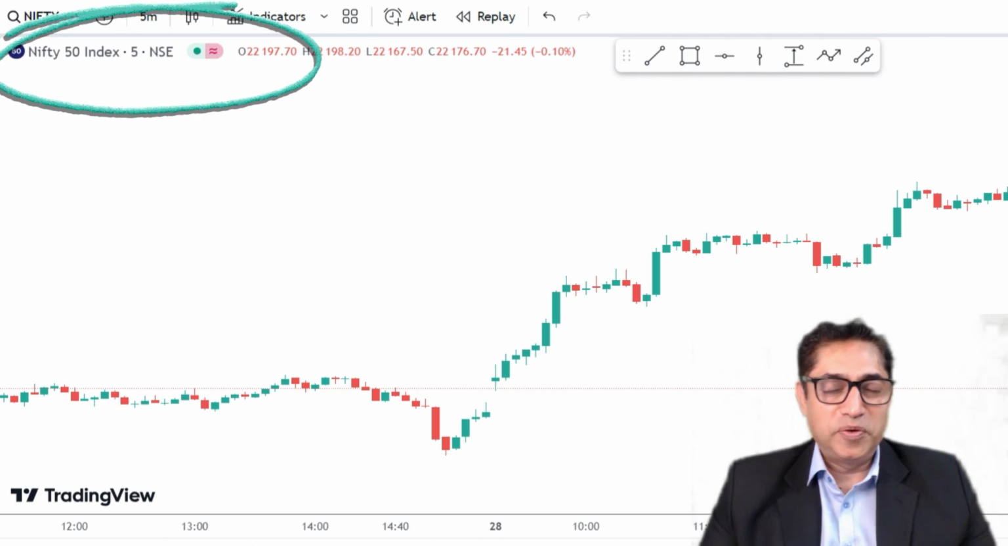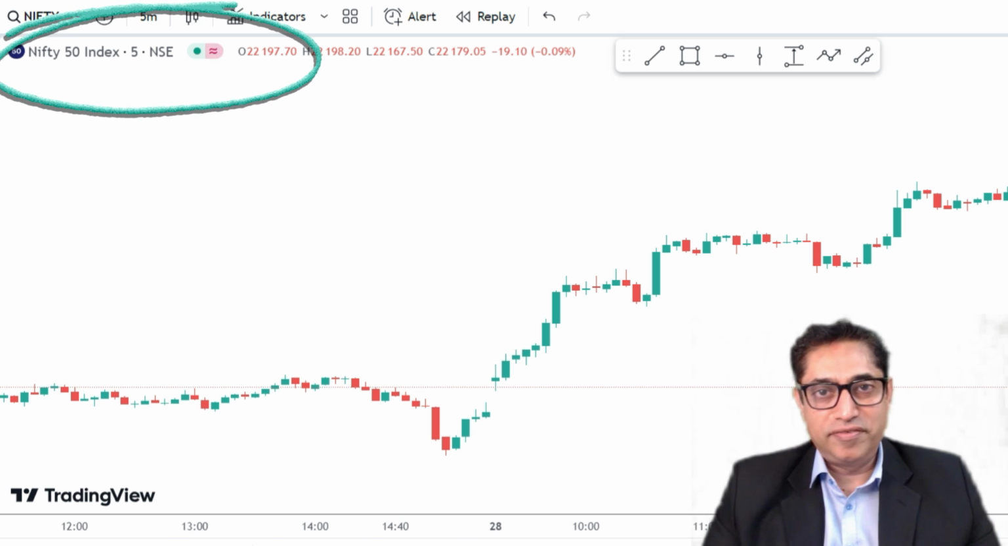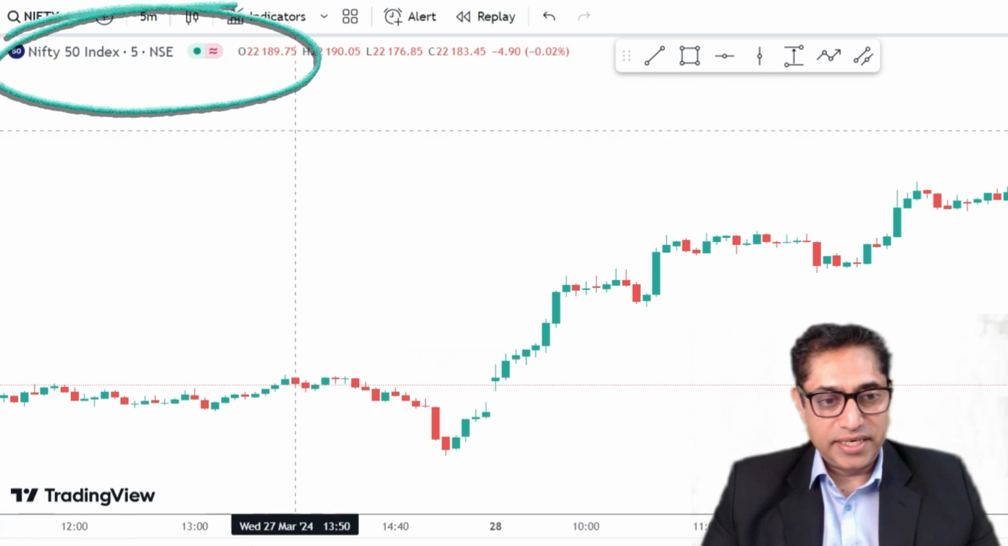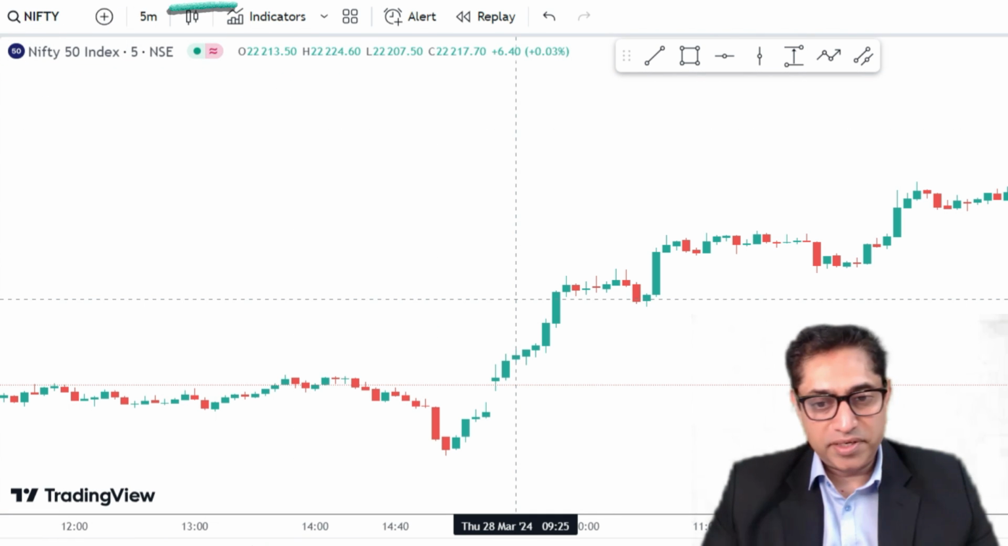Let us have a look at the chart, how the VWAP will look in a trending call. We will take a bullish trending call in this case today. So friends, like you can see, currently we are looking at the Nifty 50 chart. It's a 5 minute chart. You can see very clearly that we have taken the 5 minute chart.